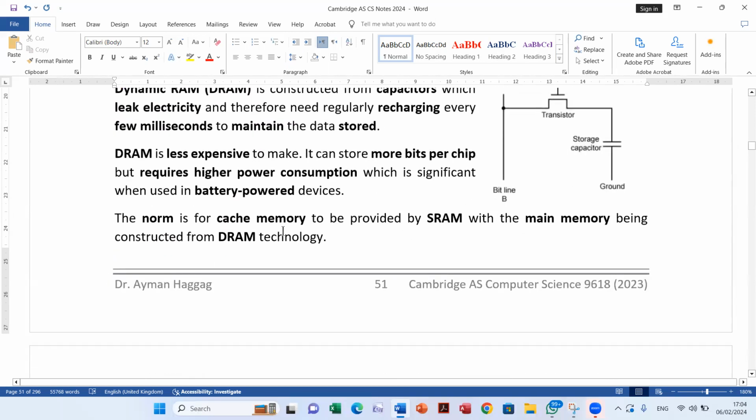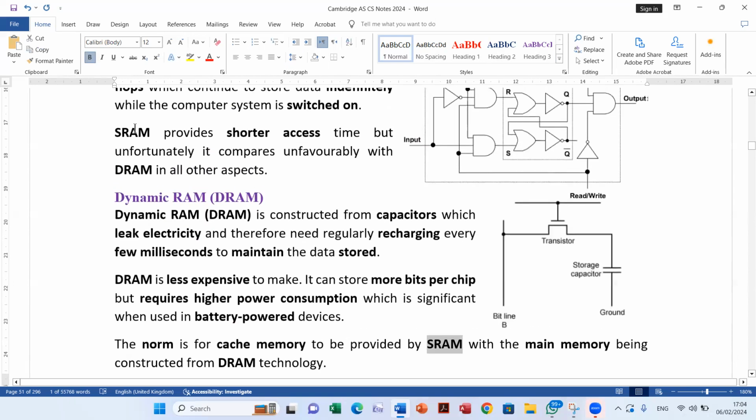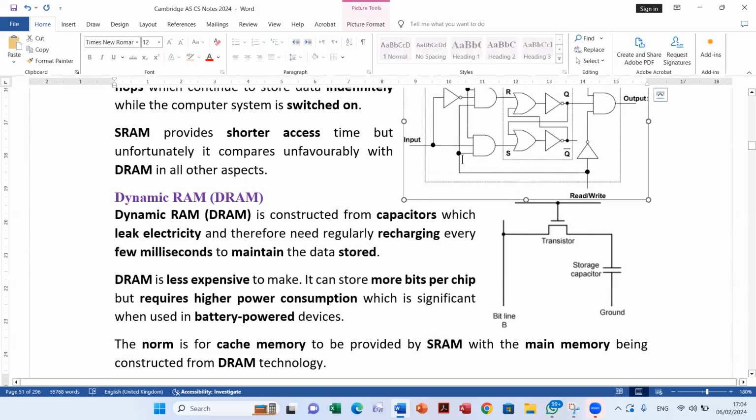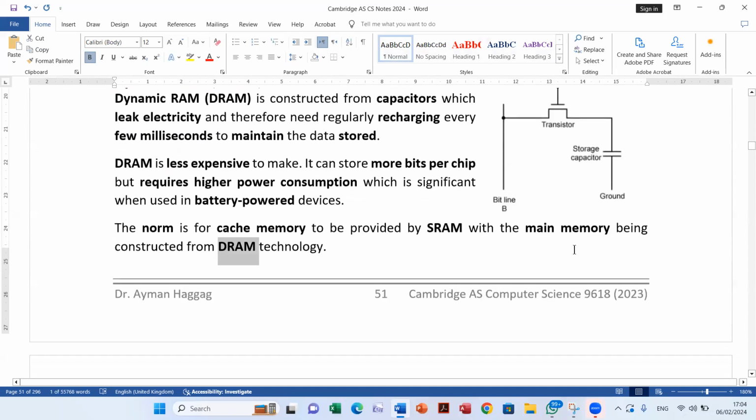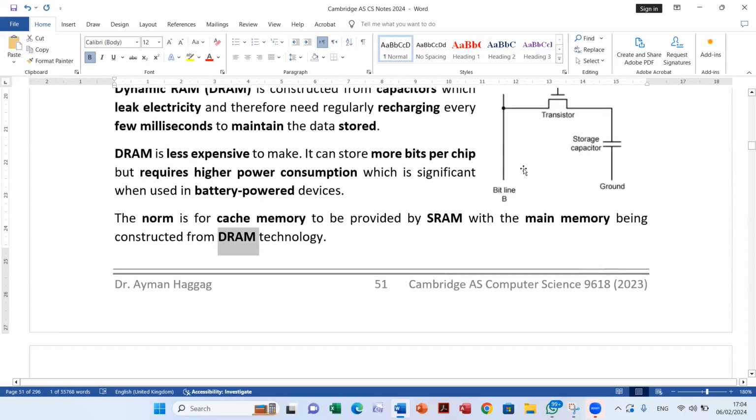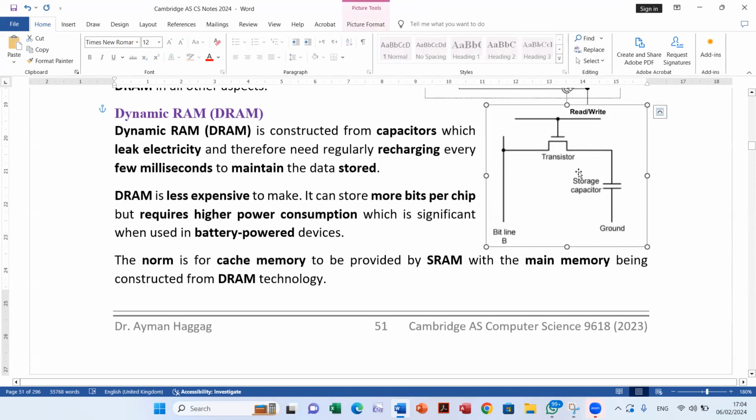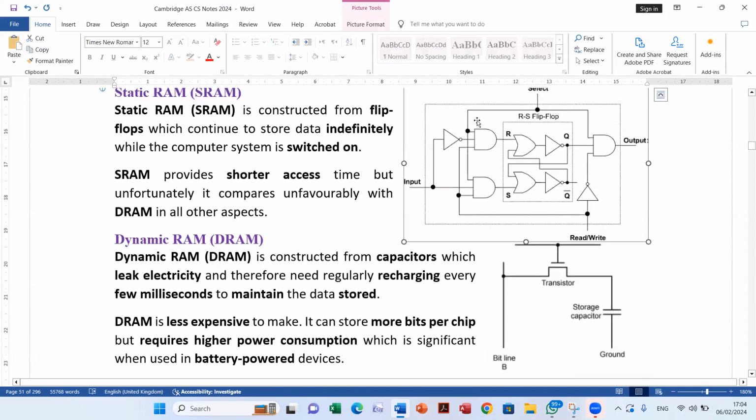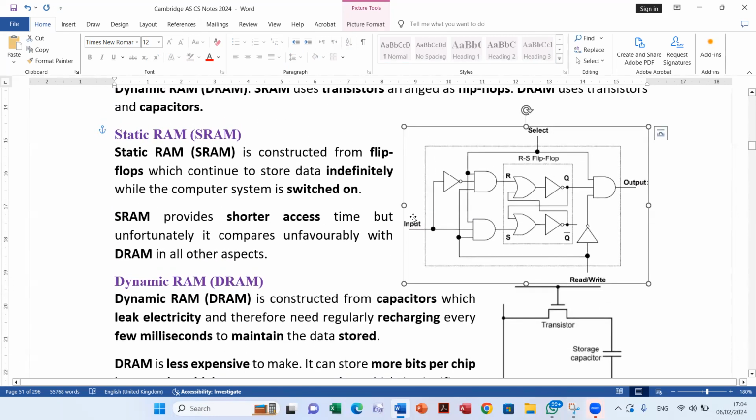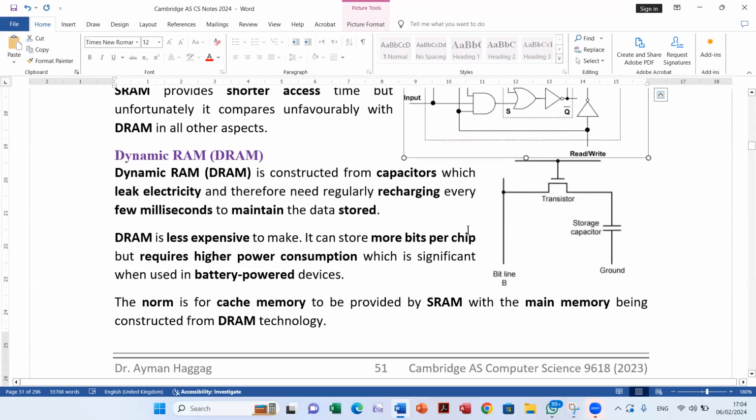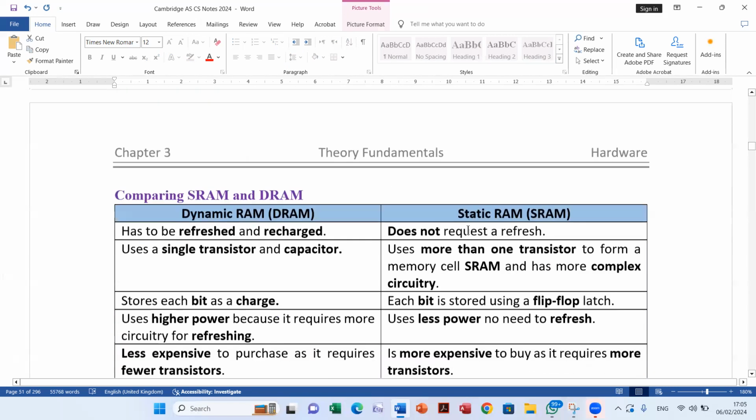The norm for cache memory is to be provided by SRAM. We use SRAM in the cache, and the main memory will be constructed from dynamic RAM. Now we call it DDR. The RAM is called DDR, which comes from dynamic memory. So the normal memory of the computer is made from dynamic RAM. The cache memory, which is inside the processor and holds frequently used instructions, which requires to be very fast, is made from the static RAM.